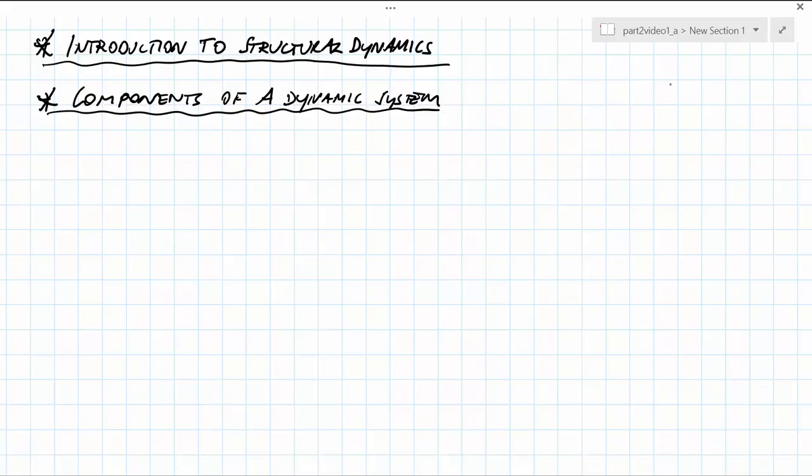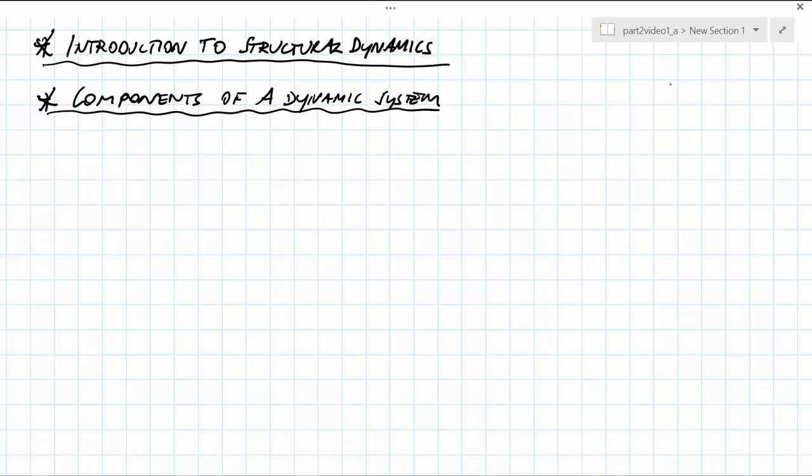In this video, you'll learn about the basic components of a dynamic system, dynamic equilibrium, gravitational forces, and forces due to support excitation. For the dynamic analysis of structures, it is essential to break down a structure in terms of its mass, stiffness, and capacity to produce damping forces.